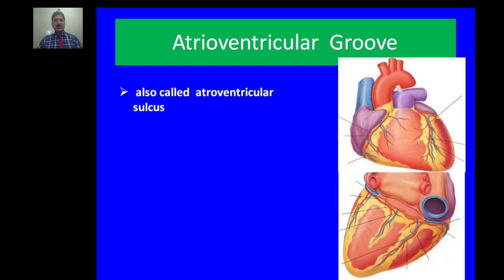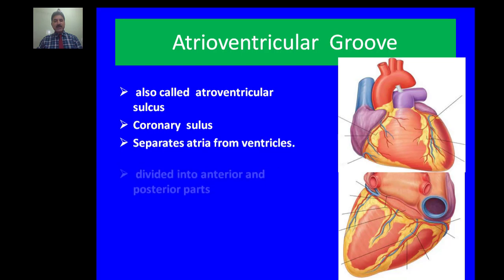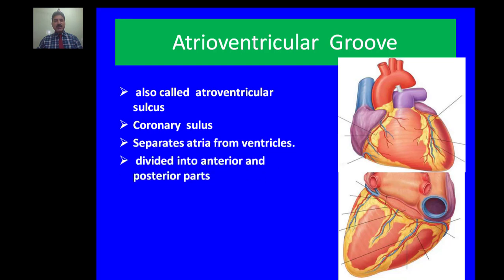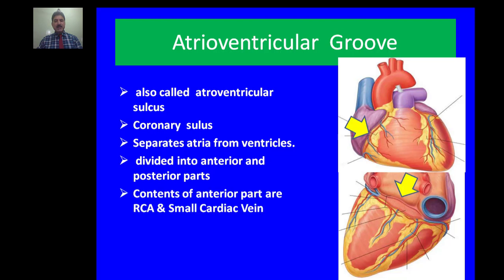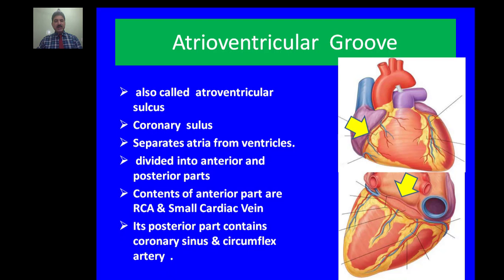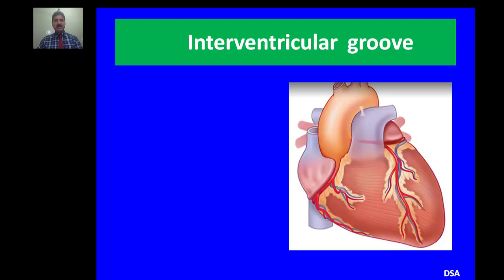The atrioventricular groove, also called the atrioventricular sulcus, is also called the coronary sulcus because it surrounds the heart like a crown. It separates the atria from the ventricles. It is divided into anterior and posterior parts. The contents of the anterior part are the right coronary artery and small cardiac vein. Its posterior part contains the coronary sinus and circumflex artery.